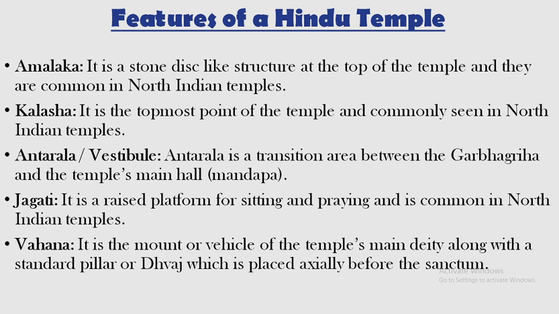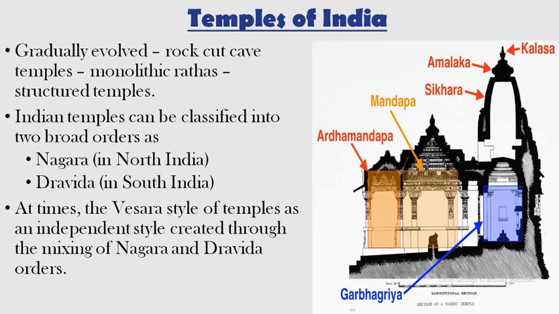Kalasha is the topmost point of the temple and commonly seen in North Indian temples. Again, going back here, look at the Kalasha. On the top of Amalaka, you can find the Kalasha. The Amalaka is a disc-like structure and Kalasha is placed just above the Amalaka.